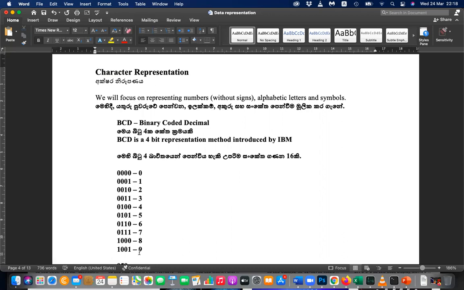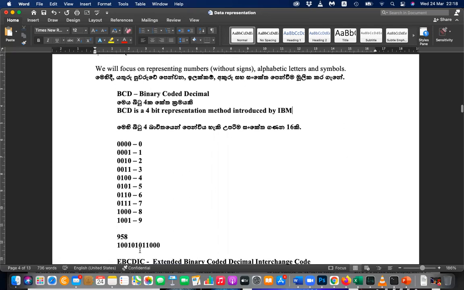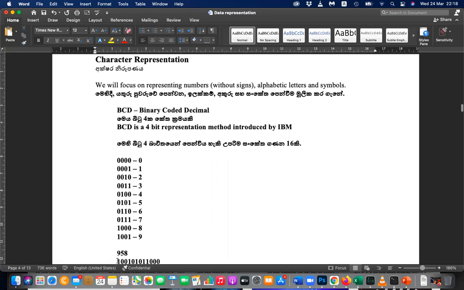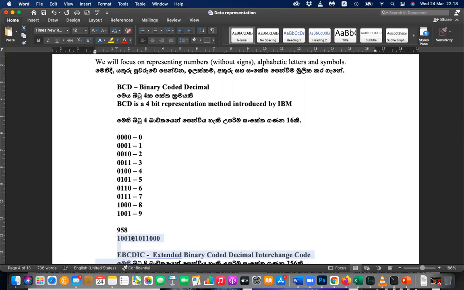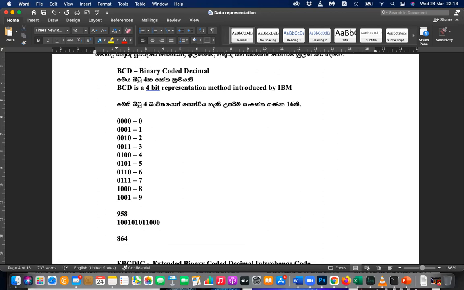So when you represent a BCD number, for example, if it is 958, 9 is 1001, and 5 is this one, and 8 is this one. Likewise, you write the code. Just look at the chart and write the code. So let's write another number. So 8 is 1000, 6 is 0110, and 4 is 0100. So just write the number by looking at the chart.